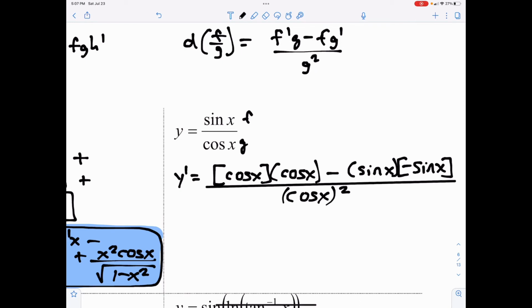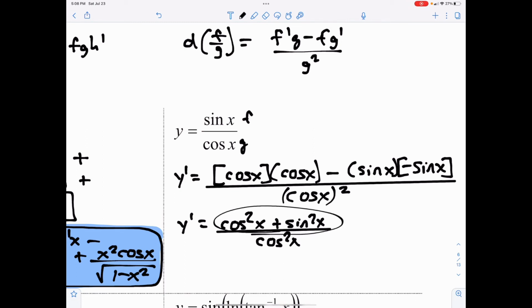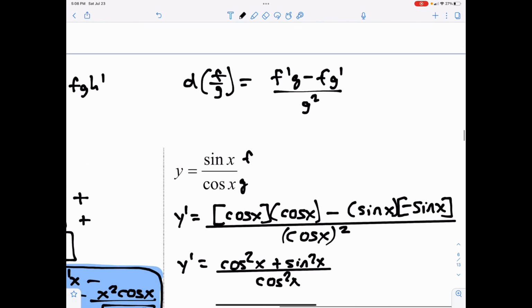Okay, so just cleaning this up a little bit. Y prime would be cosine squared x plus sine squared x over cosine squared x. So to write cosine x quantity squared, you could write it cosine squared x. The top is a Pythagorean identity.